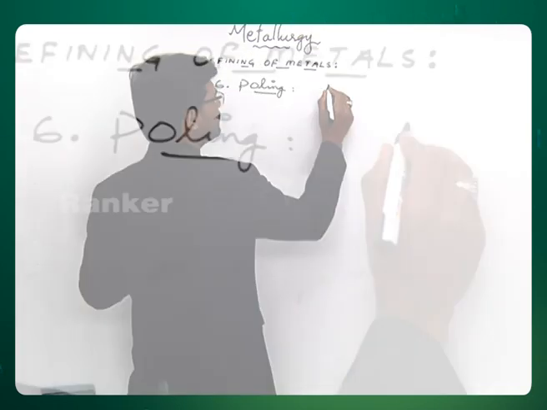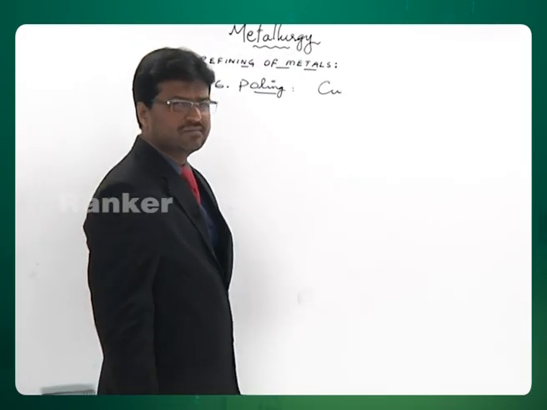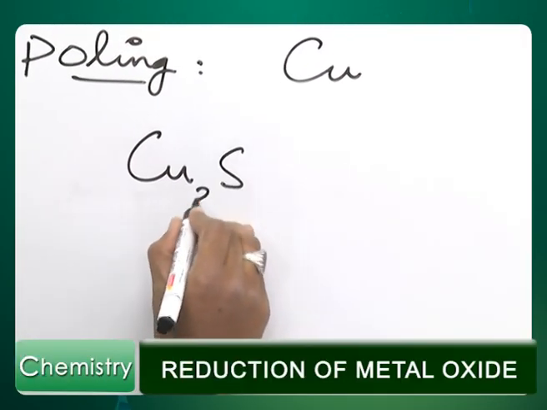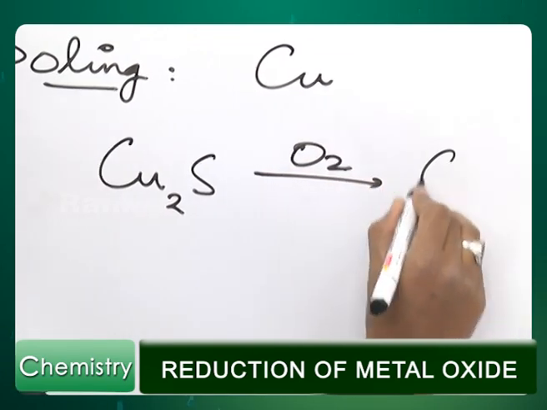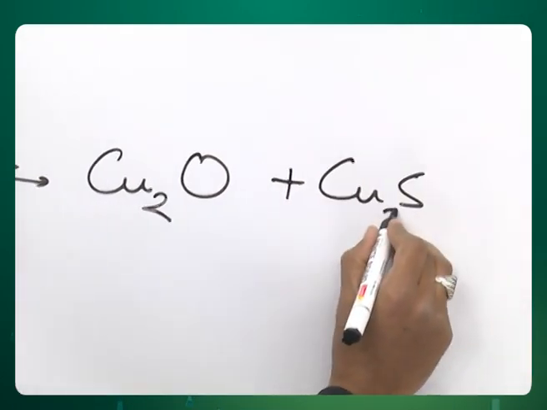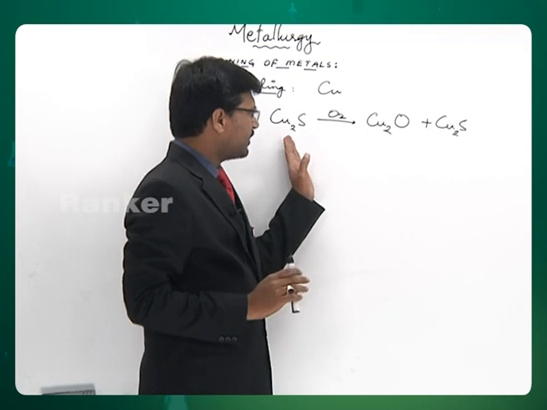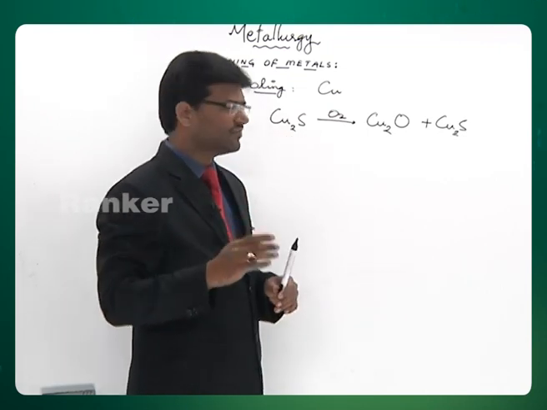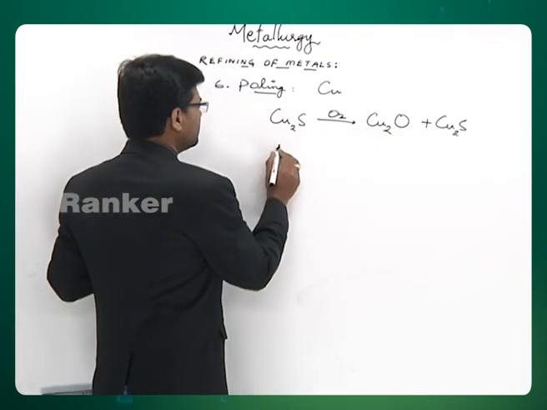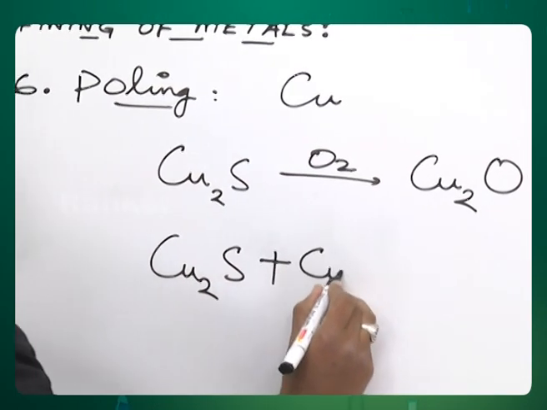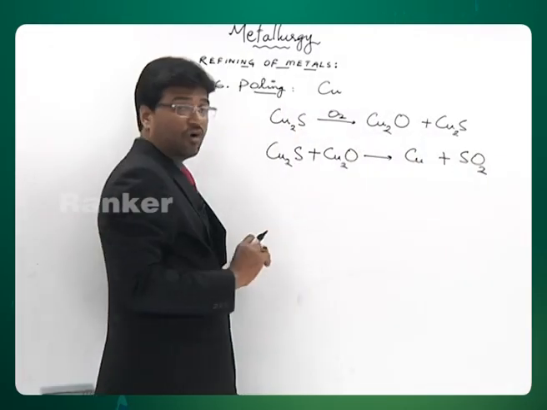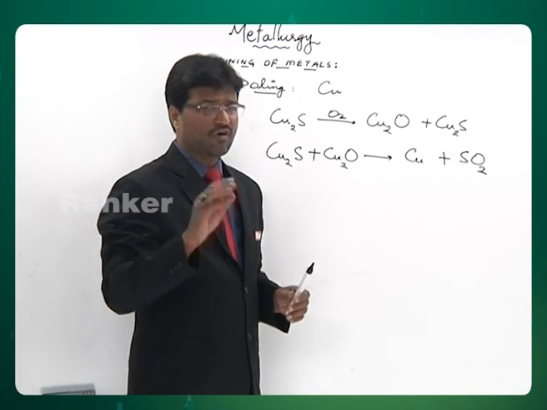Poling is for copper. See, one of the steps involved in the extraction of copper is auto reduction. Copper sulfide is there. You pass oxygen and transform part of it into copper oxide, and the rest of it is still in the form of sulfide. Then copper sulfide and copper oxide react to give copper metal and sulfur dioxide. This is called auto reduction. So copper is obtained by auto reduction.